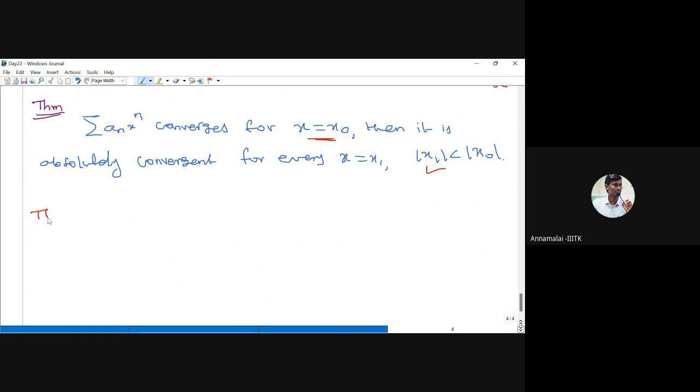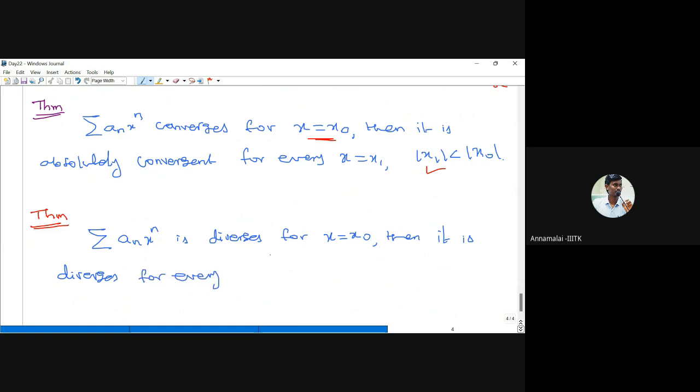So next is the theorem for divergence. Suppose the series summation an x power n diverges for some point x equal to x0. Then it diverges for every point bigger than this x0.